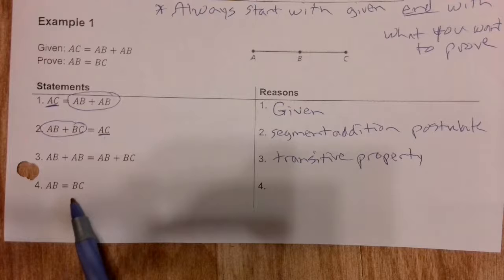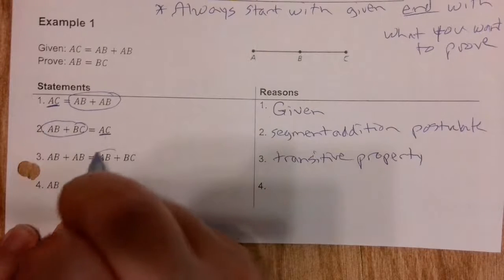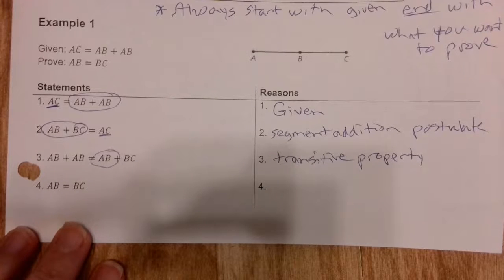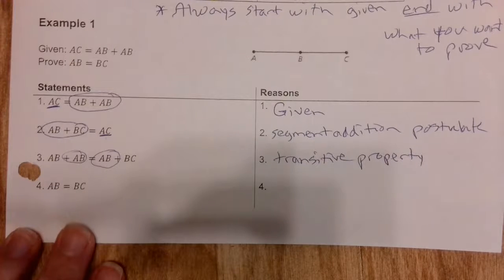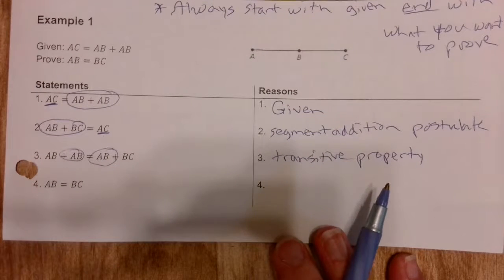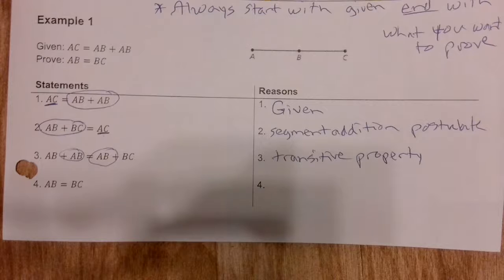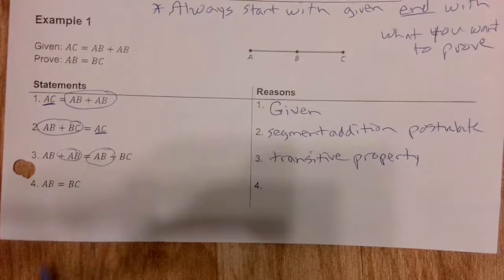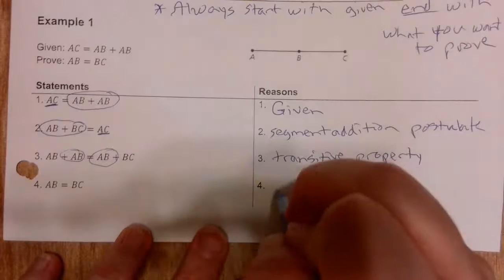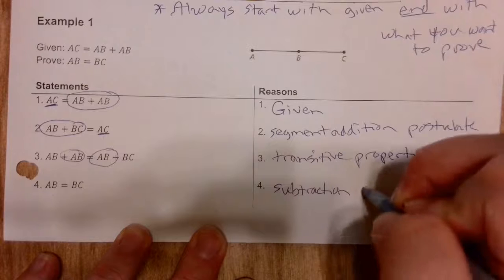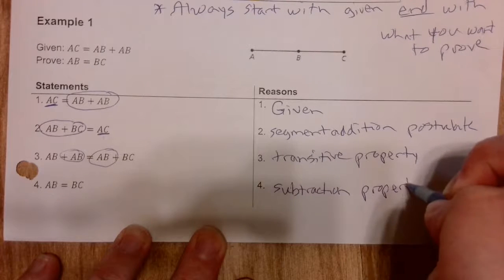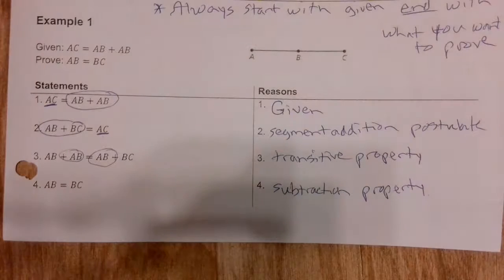How did we get from line 3 to line 4? What changed? Well, it looks to me like that went away, and maybe like that went away. We lost an AB from both sides. So what allows you to remove something from both sides of the equation? That's called the subtraction property. That, ladies and gentlemen, is your first proof of geometry.